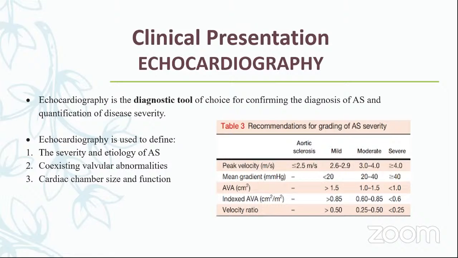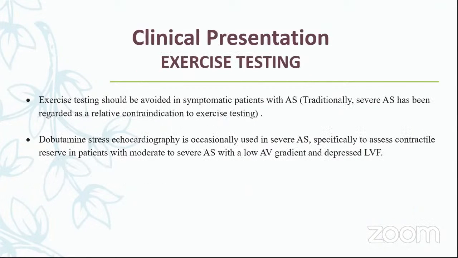If the peak velocity is more than or equal to 4, the mean gradient is more than 40, and the valve area is less than 1, this is severe AS. Exercise testing should usually be avoided in symptomatic patients, and it is considered a relative contraindication in severe AS. Dobutamine stress echo can be used in cases of low flow, low gradient aortic stenosis to assess the contractile reserve. We will speak about this later.